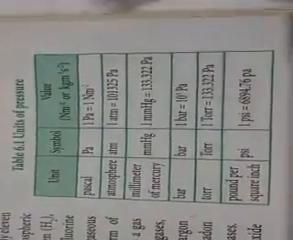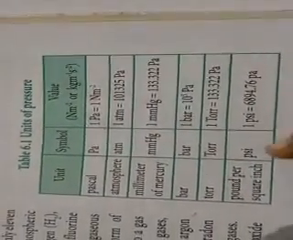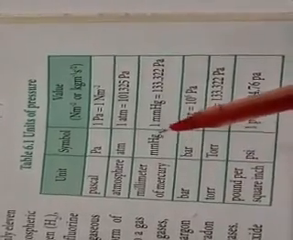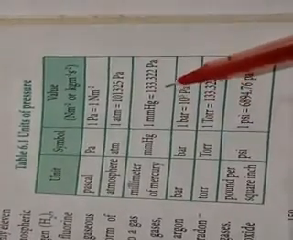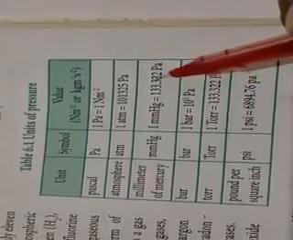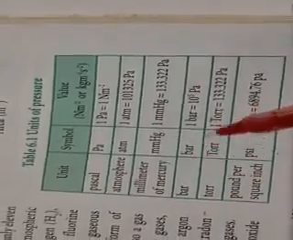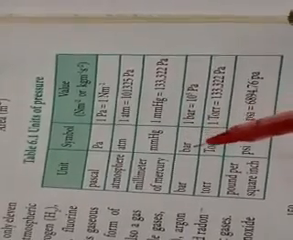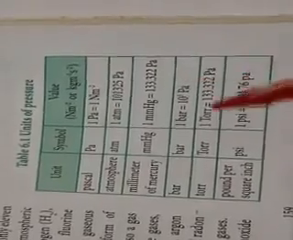1 bar, the symbol is also bar. So 1 bar is equal to 10 power 5 Pascal. Torr, 1 torr is equal to 133.322 Pascal. So these two values are important. Then pounds per square inch, PSI. 1 PSI is equal to 6894.76 Pascal. So these are the units of pressure.